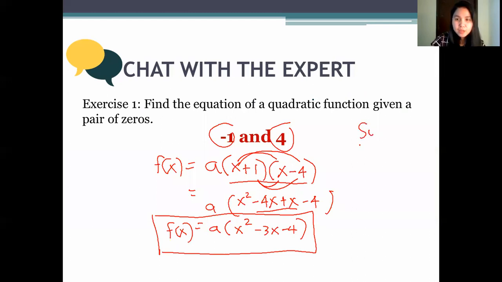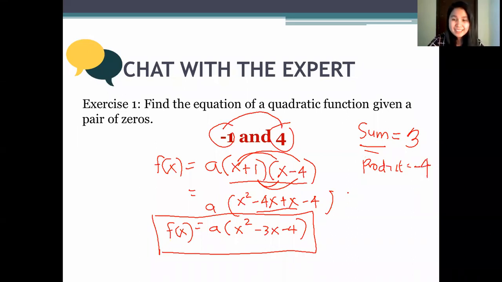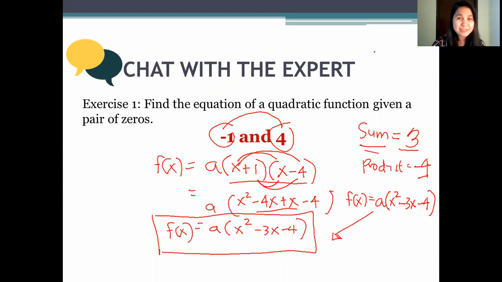If you add, what's the sum of the roots? -1 plus 4. We have 3. What's the product? You have 1 times -1 times 4 is -4. So if you write it, that's f of x equals a quantity, x squared, the opposite of the sum, minus 3x, copy the product, minus 4. There. They're just the same. Any questions before we go to the next example?